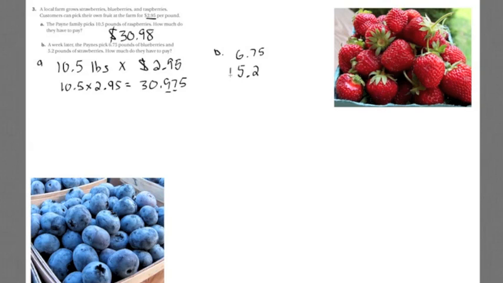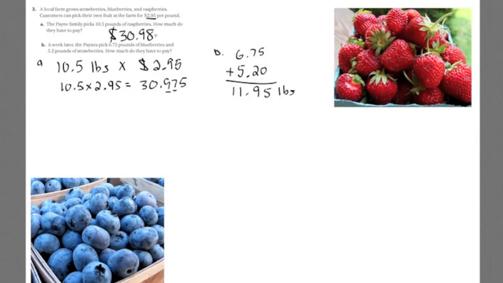So the first thing I want to do is add these together. So when I add them, again, line my decimals up, bring my decimal down. 5 plus 0 is 5, 7 plus 2 is 9, and 6 plus 5 is 11. So I know they're getting 11.95 pounds.